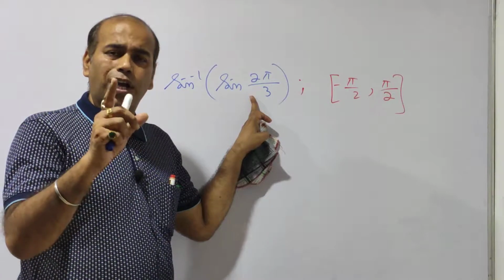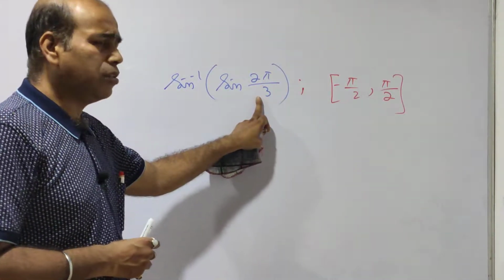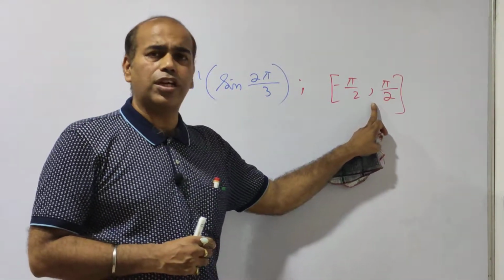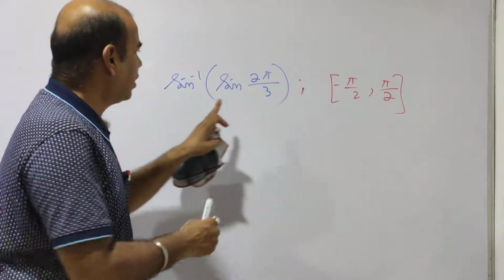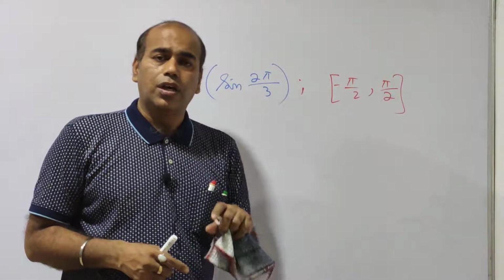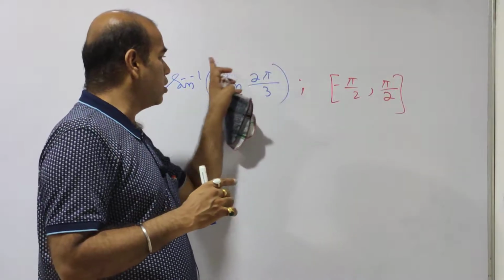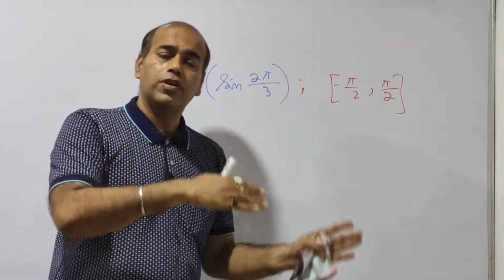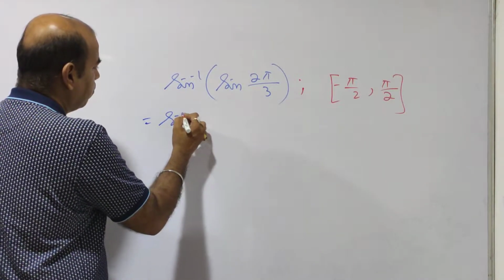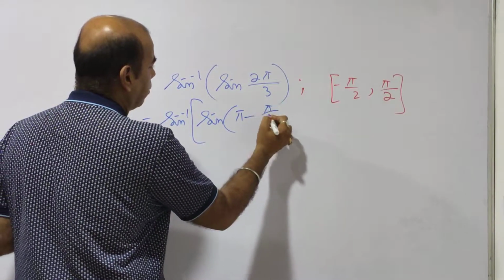2 pi by 3 means 120 degrees, if you consider pi as 180 degrees. So 120 degrees is not lying in the range. So I cannot remove sine inverse and sine, and I cannot put the value as 2 pi by 3. Then what do I have to do? First I have to bring this sine 2 pi by 3 into the range of sine inverse. So let's see how I will do that. I will write sine inverse sine of pi minus pi by 3.